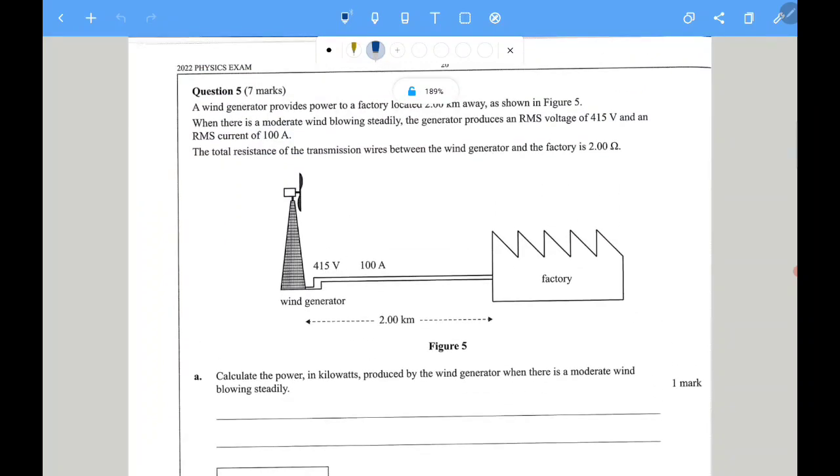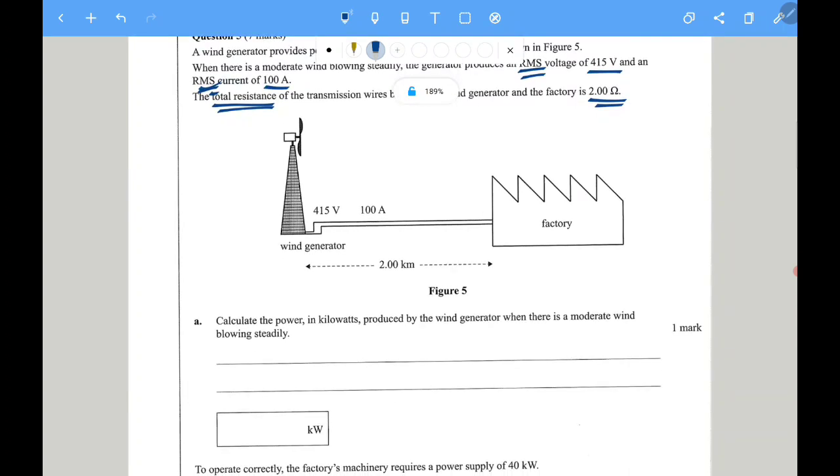Right, so moving on, we're working towards our transformers here by the looks of it. So we have a wind generator providing power to a factory 2 kilometers away. When there is a moderate wind blowing steadily, the generator produces an RMS voltage of 415 volts and an RMS current of 100 amps. So RMS is important, so we use these averaged out values. The total resistance of the transmission wires between the wind generator and the factory is 2 ohms, and this is the total resistance as well. So we don't need to double up on anything.